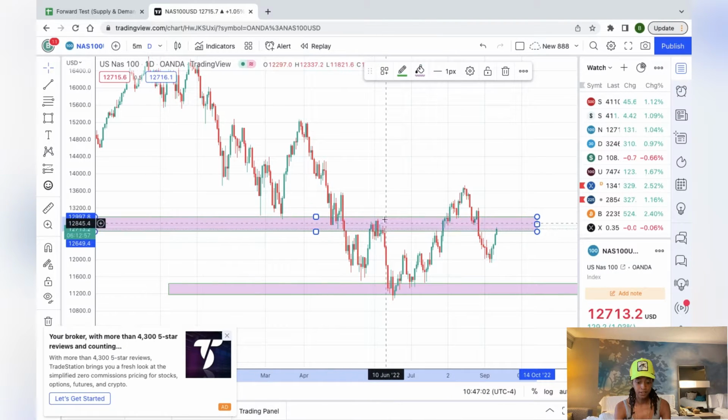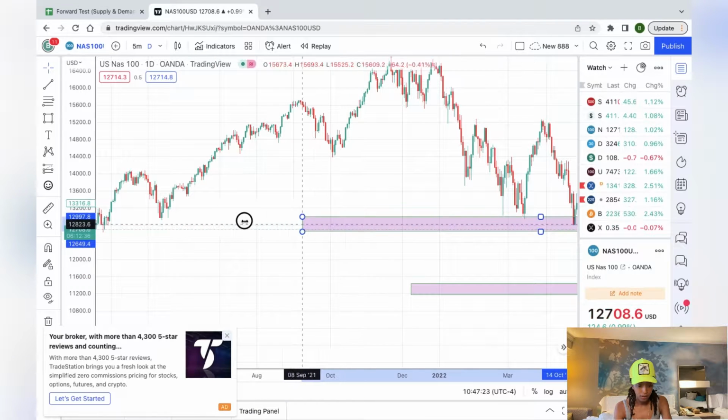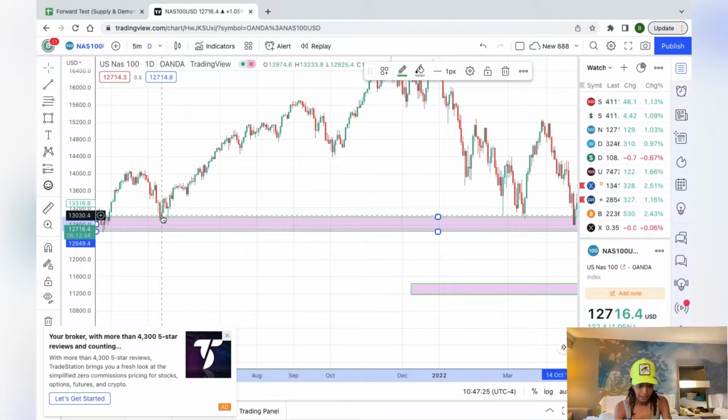So we did it off of this peak right here. But the reason why we know that this zone is solid, why this zone is probably going to work, is because if we look over to the left, it touched our zone right here, with this little wick. Shit, we could even go back and see if it continued to touch our zone. Let's pull it back more. See, it touched again here.